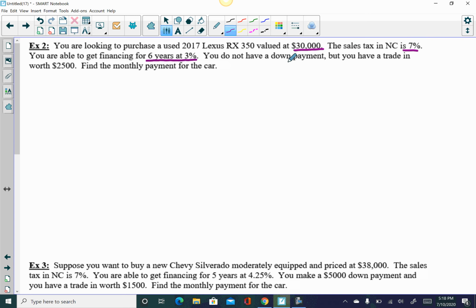You don't have a down payment this time. So if you don't have a down payment, you just won't have anything to subtract at that particular point. But you do have a trade-in worth $2,500. They want us to find the monthly payment for the car. So the first thing I do is take out my trade-in. So take that $30,000 and take out my trade-in of $2,500, and that puts us at $27,500.